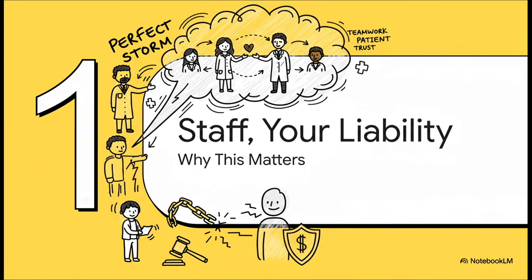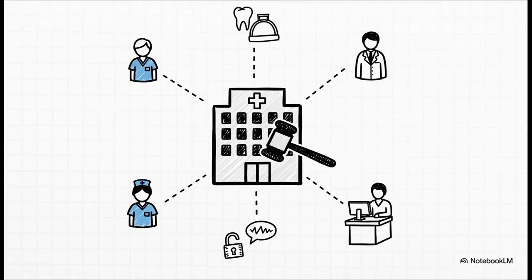Honestly, it's because healthcare is built on teamwork, on delegation, and on a huge degree of patient trust, which, when you think about it, creates the perfect storm for vicarious liability. And the stakes are incredibly high. A hospital owner can be held legally responsible for a mistake made by a junior nurse. A solo practitioner can be found liable for the actions of their dental assistant.